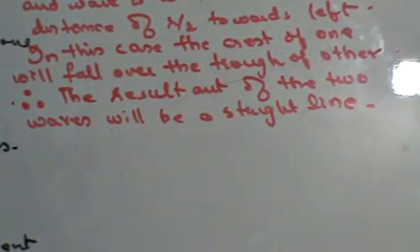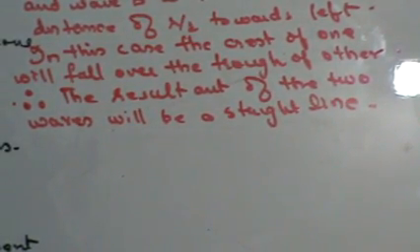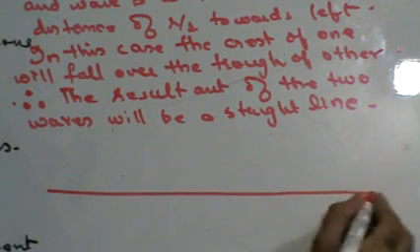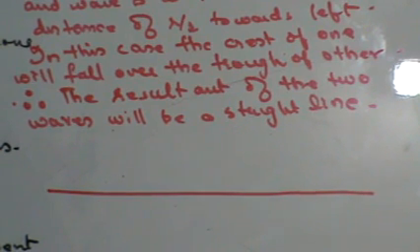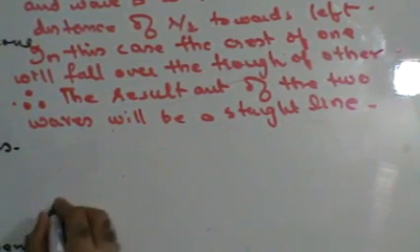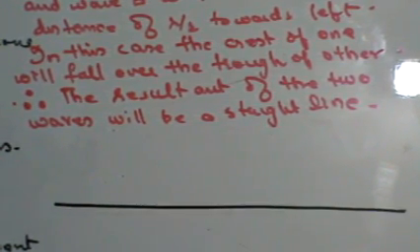Lambda by 2 plus lambda by 2 means each wave has moved by a distance of lambda. So the crest of one will fall on the second trough of the other, and your resultant would still be like this. The wave will be like this. Wave A.